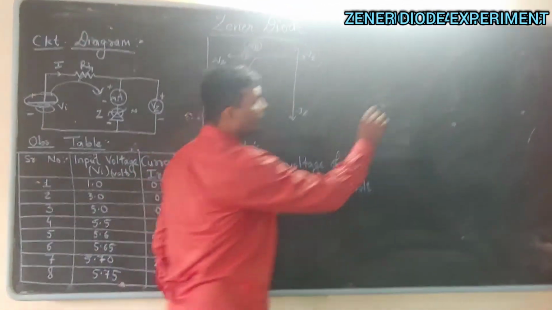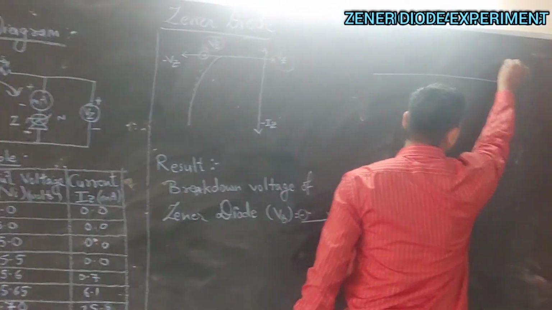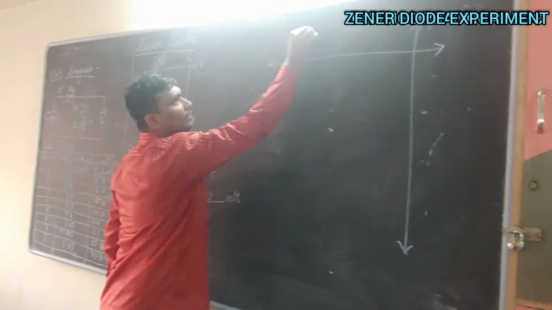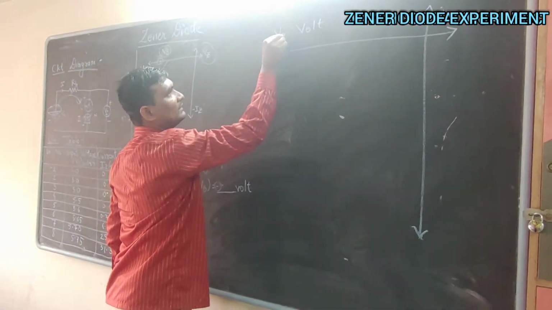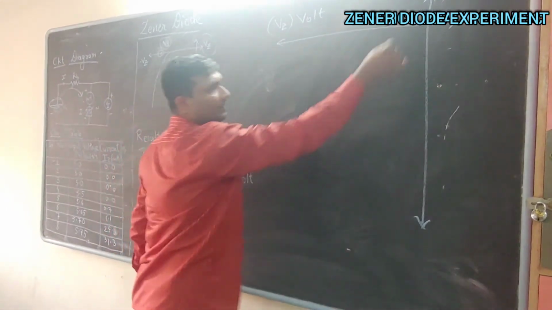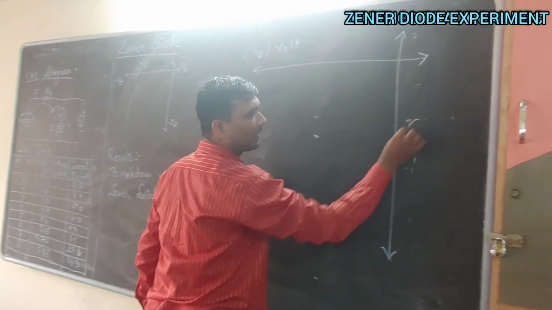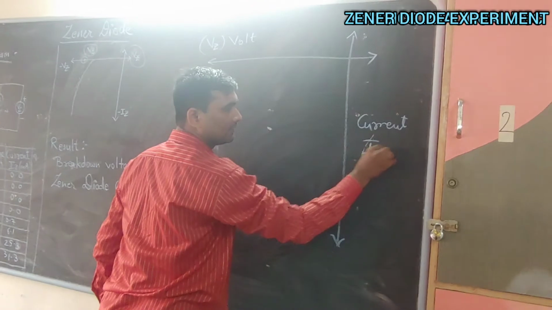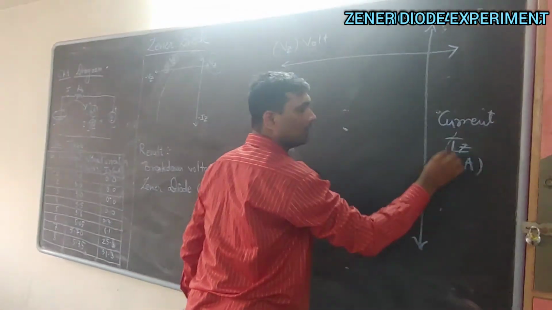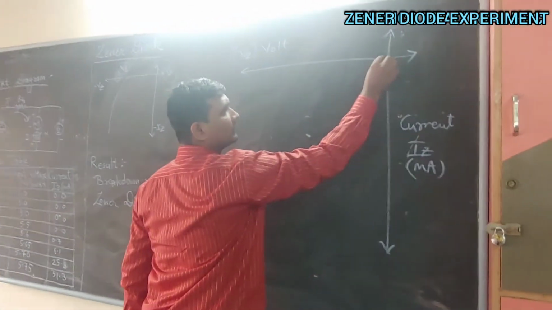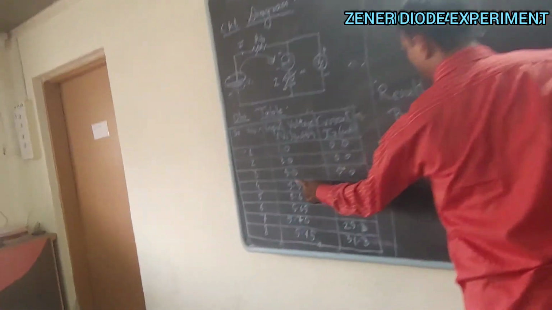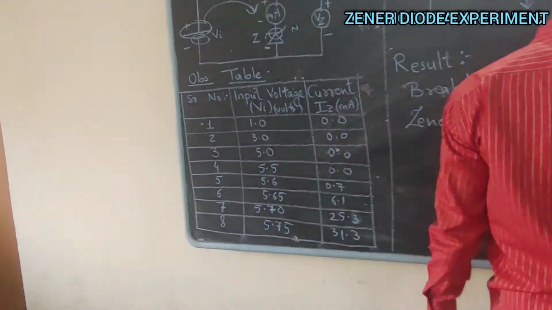Okay, coming to the graph. For the graph, we will plot the graph in the third quadrant. On the x-axis, we will take the voltage, that is VZ in volts. And on the y-axis, we will take the current, that is IZ in milliampere.